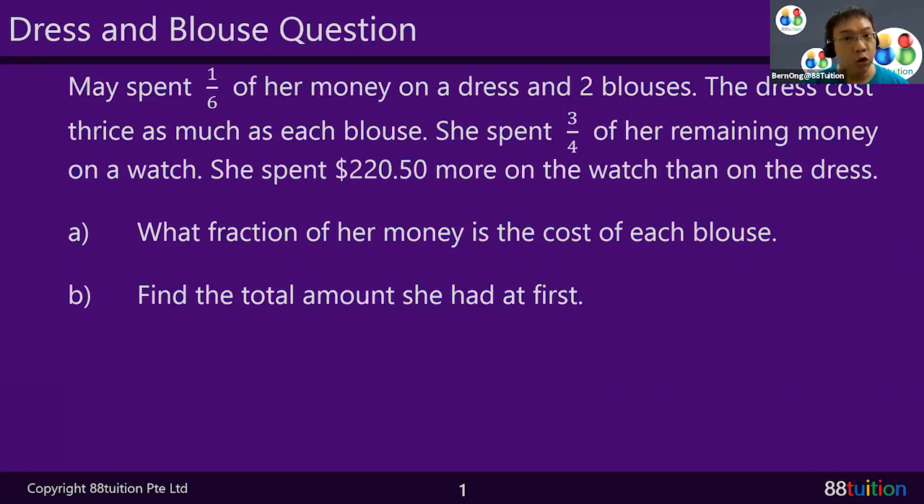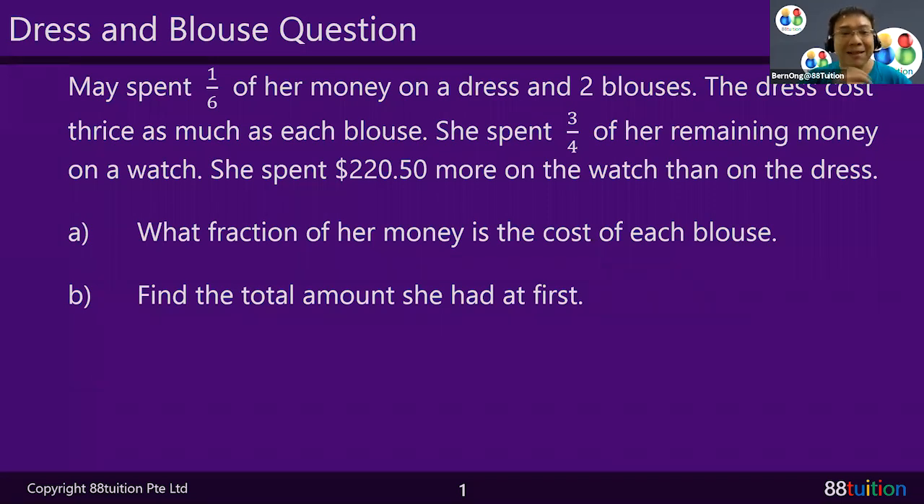She spent 3/4 of her remaining money on a watch. She spent $220.50 more on the watch than on the dress. And part A, they are asking, what fraction of her money is the cost of each blouse? And part B, find the total amount of money she had at first.